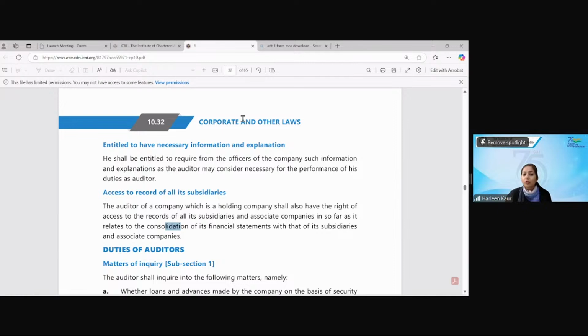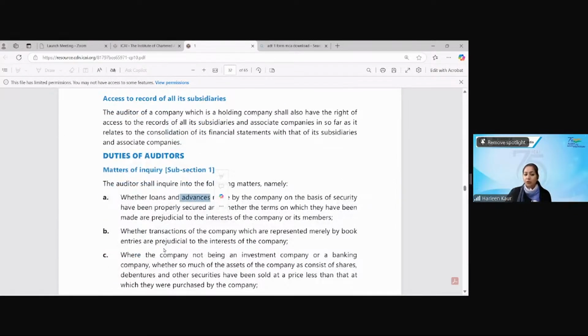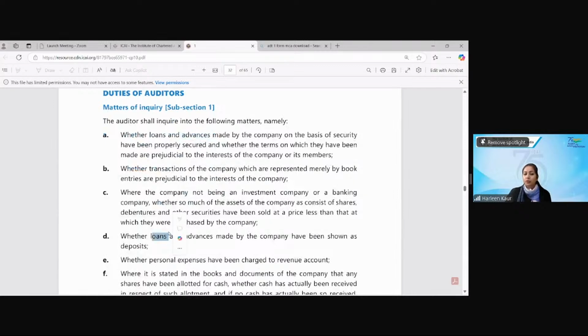Then what are the duties of the auditors? 6 points we have discussed. Loans and advances. First point, secured loans and advances not treated as deposit.